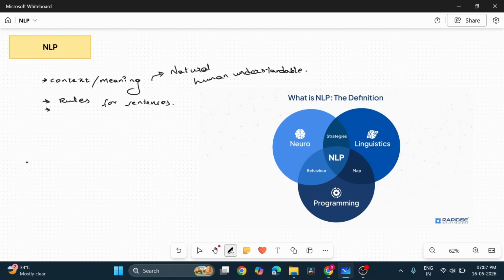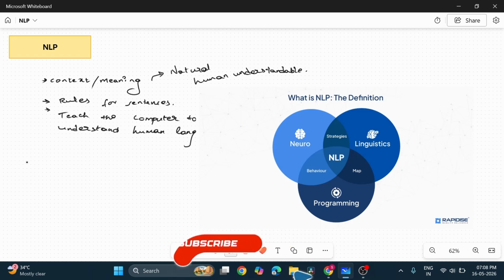Programming is where we will make machines understand our language using these rules. We will teach the systems or the computers to understand human language using these rules and the context or understanding the meaning. So that is about this Venn diagram, guys. Now we will talk about the importance of NLP in present industry.